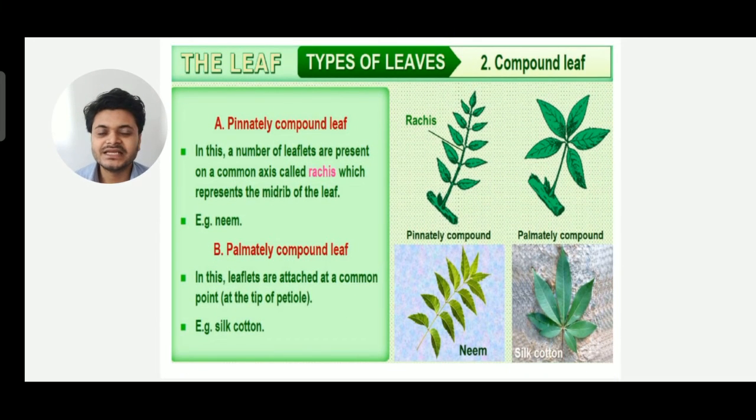Now what is a pinnately compound leaf and what is a palmately compound leaf, we'll discuss in this slide. Pinnately compound leaf means a number of leaflets are present on a common axis called the rachis. You can see the rachis given, which represents the midrib of the leaf. Example, neem. Next is the palmately compound leaf. In this, leaflets are attached at a common point at the tip of the petiole. Example, silk cotton. You can see the examples are given.